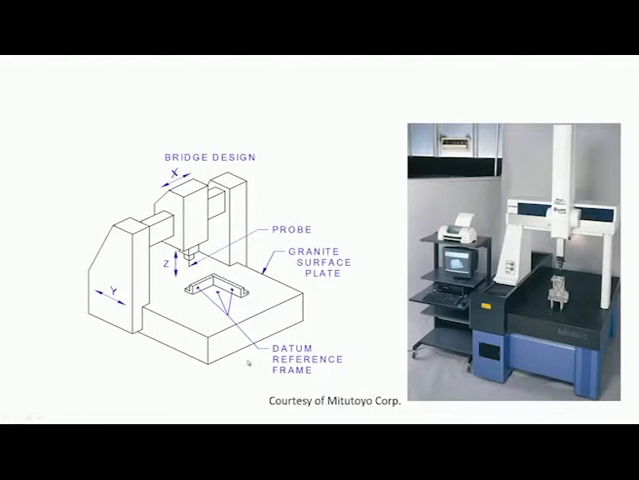Now, these pictures show the commercially available coordinate measuring machine. You can see the granite table, and then 2 columns are there to support this bridge, and then you can see the different axes. When the table moves in this fashion, it is y axis, and movement in this direction is x axis, and vertical movement of the probe is z axis.